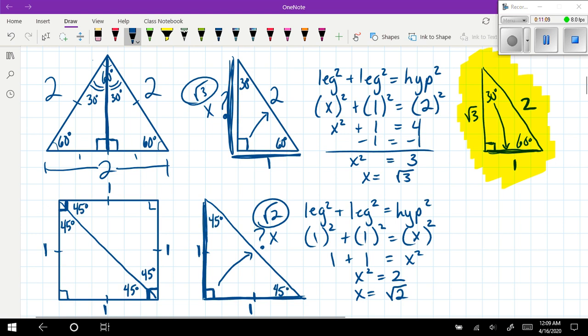Alrighty, that's going to give us a 45, 45, 90 triangle, and the sides of a 45, 45, 90 triangle are always in the ratio of 1, 1, root 2. So I'm going to draw this here again. Let me see. I'm not going to be as specific as I was before. Okay, this is 1, and this is root 2.